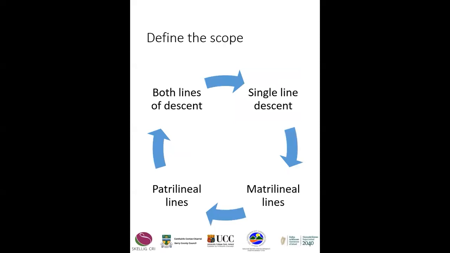When we define the scope, we have both lines of descent, perhaps, or a single line of descent. Patrilineal lines, matrilineal lines. So patrilineal lines are father, or paternal line. Matrilineal lines are mother, or maternal line. We may decide to take one. We may only be able to take one. Perhaps we don't know our patrilineal line. It's less likely that we wouldn't know our matrilineal line, but it does happen.